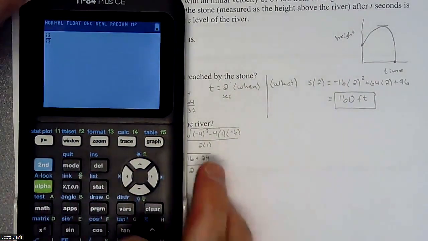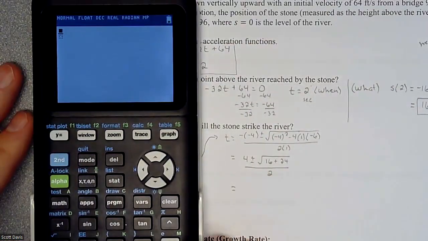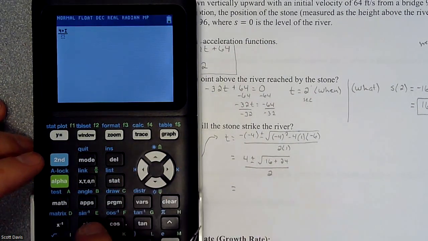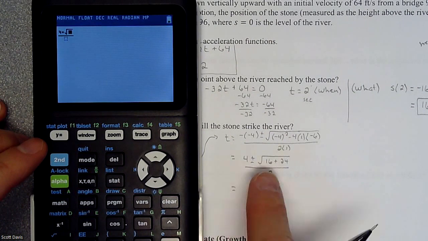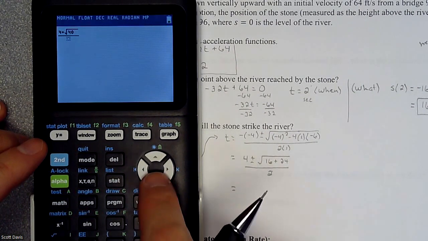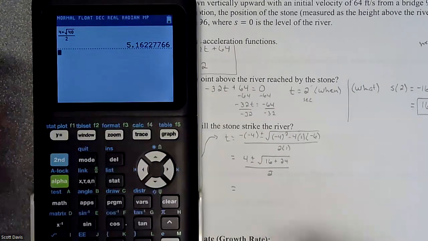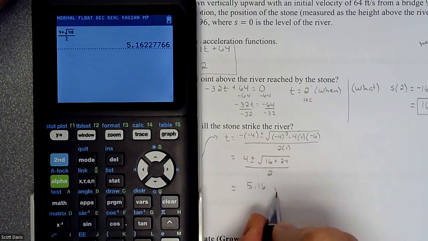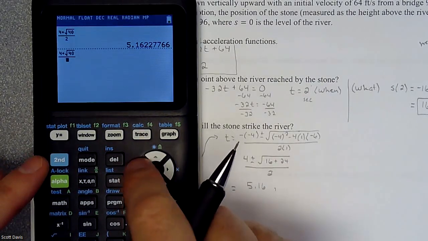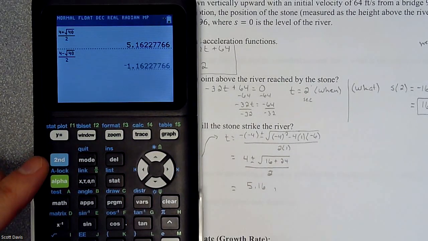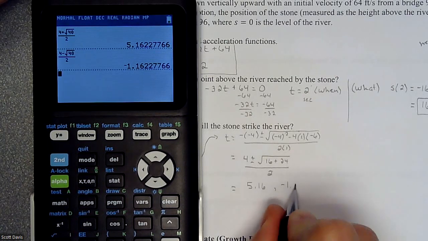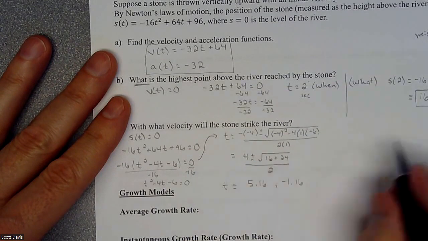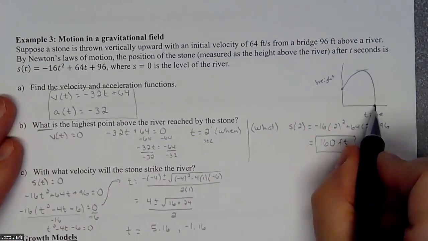So we have a fraction: 4 plus the square root of 40, over 2. All right, so we get one answer, 5.16. And then our other answer, we'll do this again. This time we're going to do the minus, so negative 1.16. All right, so those represent our times of when we are at a height of 0.